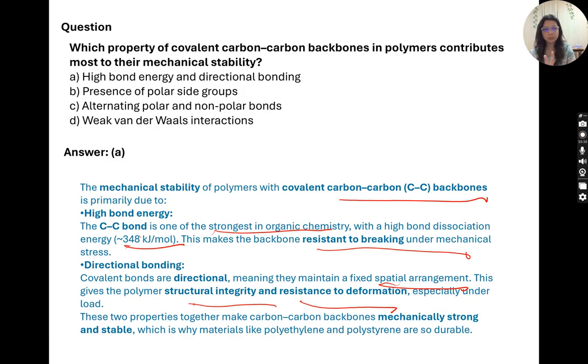So these are the two properties which together make the carbon-carbon backbone mechanically strong and stable, which is why materials like polyethylene and polystyrene are so durable. Looking at the other options, polar side groups do not contribute much to mechanical stability, alternating polar and non-polar bonds are also not involved, and weak van der Waals interactions can decrease the mechanical stability, not increase it. So it's the first one, high bond energy and directional bonding, which contributes to the carbon-carbon backbones in polymers.